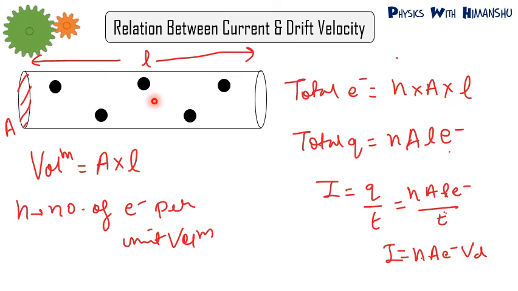Now here is a wire of cross-section area A and length L. So the volume of this wire will be A into L, and suppose n is the number of electrons per unit volume. So in unit volume, that is in 1 meter cube, we have n electrons. So in A into L, the total number of electrons will be nAL. Now the charge of one electron is minus e, so the total charge will be nALe, and current is charge flowing per unit time. So nALe divided by t, and length divided by time will be velocity, that is drift velocity. So basically current is equal to nAeVd.